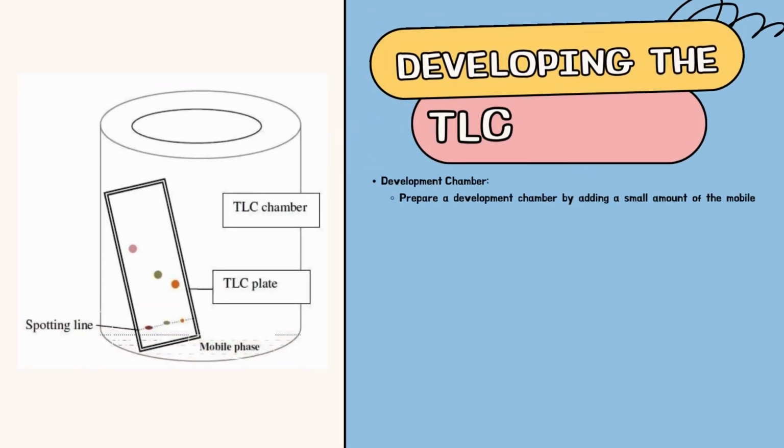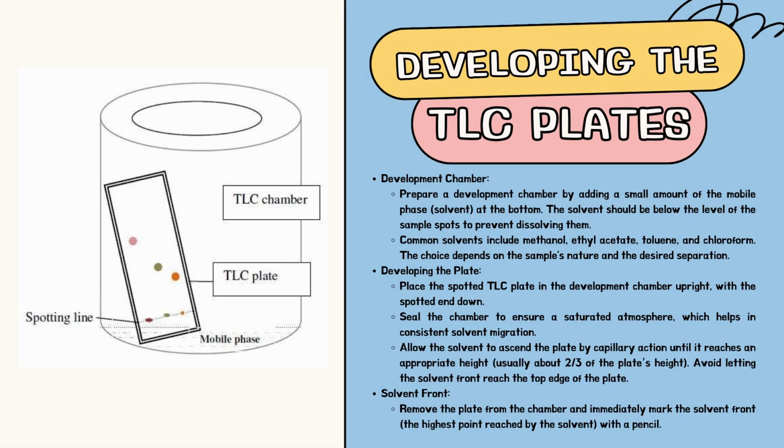Third, developing the TLC plates. It consists of a chamber, plate, and solvent. First, add a small amount of the mobile phase, which is solvent, at the bottom of the chamber. Make sure the solvent is below the level of the sample spots to prevent dissolving them. Common solvents that can be used are methanol, ethyl acetate, toluene, and chloroform. It depends on the sample's nature and the desired separation.